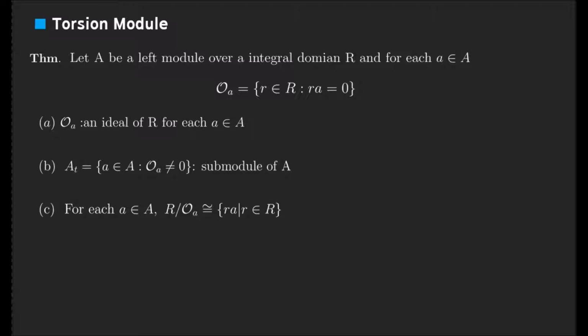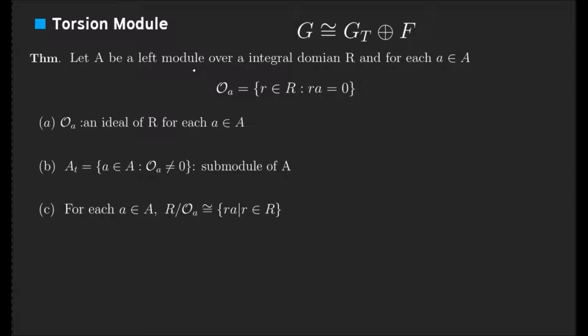And let's change the topic. Our theme is the PID and the torsion module. We know every finitely generated Abelian group is decomposed into a torsion part and a torsion-free part. And if we believe every R module is decomposed like this, there clearly exist a torsion part and a torsion-free part. This is the theorem related to defining the torsion submodule and torsion-free part in the sense of the R module. So let's read the theorem.